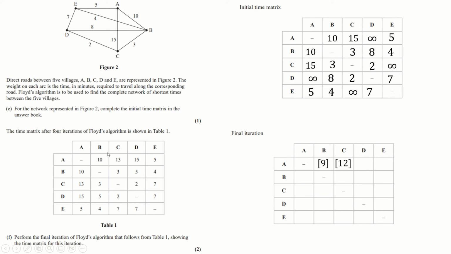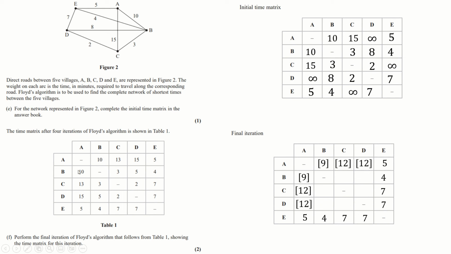Likewise, A to D is currently 15. If you go via E, that's 5, plus E to D is 7. That's an improvement because that makes 12 as well. Now, the E's obviously aren't going to improve, so you may as well fill those all in now, because you can't get to E faster by going via E. That doesn't make any sense. This is still symmetrical, so those are going to change. And now we've only got these to fill in, actually 3 of them, because of the symmetry.